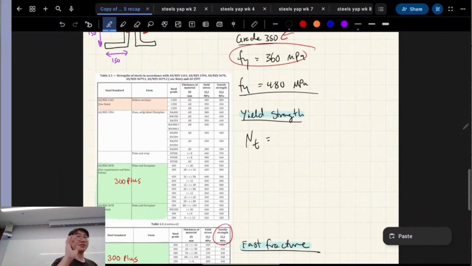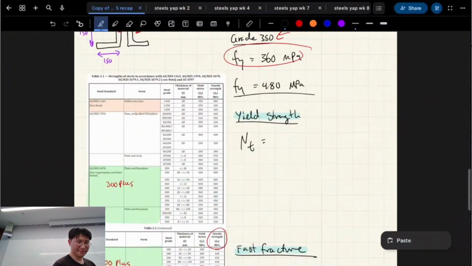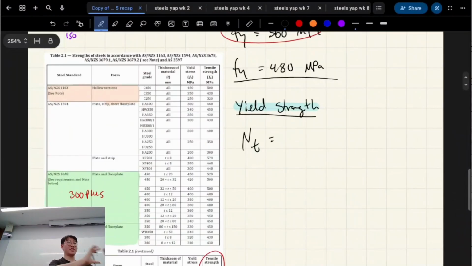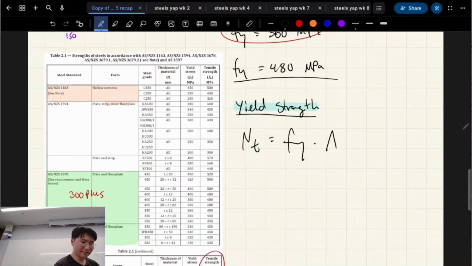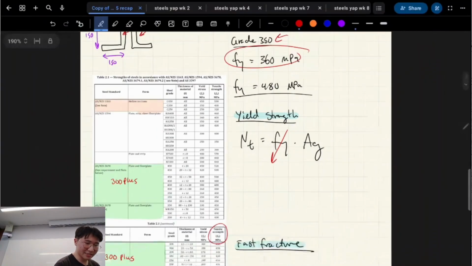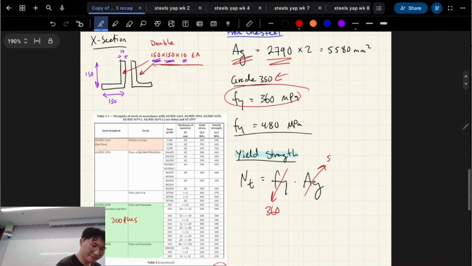Okay, so yield strength. So yield strength for tension relies on two things. Your gross area and your steel strength, your steel yield, right? We've gotten both those things now. So this is just plug and play. Right? Get that.